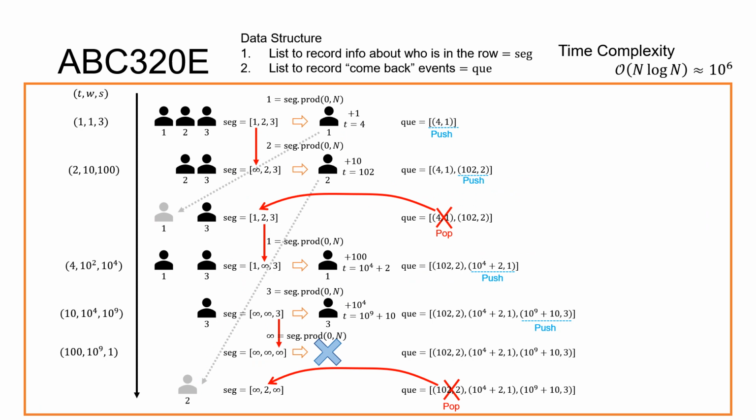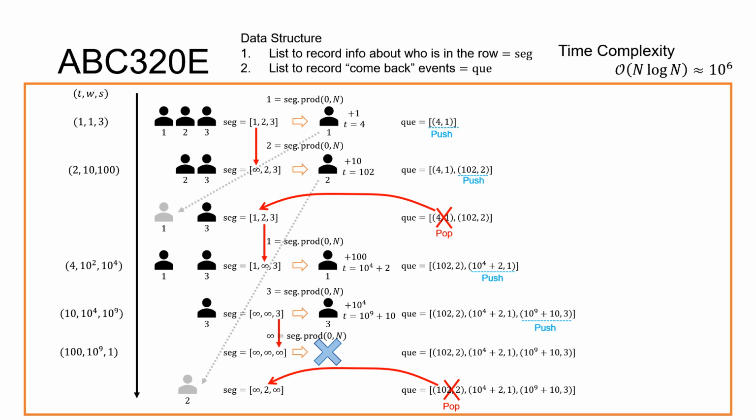Let variable seg be a segment tree to record the information about who is in the row, and queue be a priority queue to record comeback events. At the beginning, the ith value of seg is i, which means that person i is in the row, and queue is empty. When an event begins, we take the ranged minimum of seg from 0 to n, and we can find the minimum index and know who eats noodles.